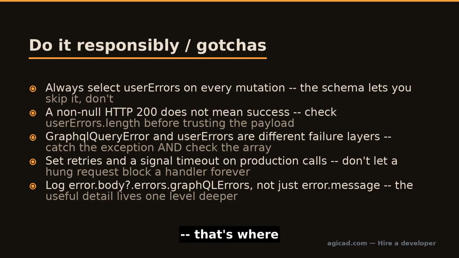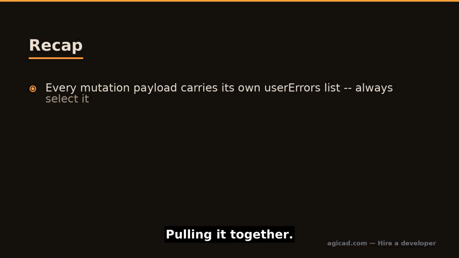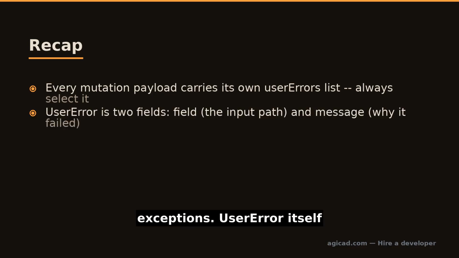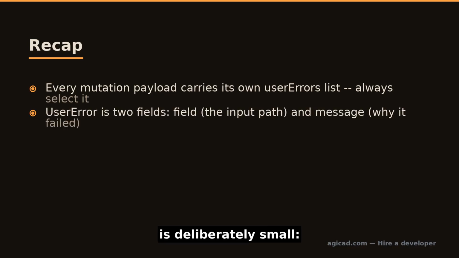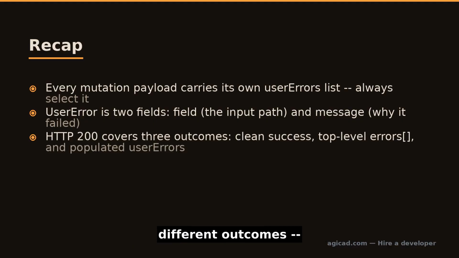Pulling it together. Every mutation payload type in the Admin API schema carries its own userErrors list alongside its data, selected every time, with no exceptions. UserError itself is deliberately small: field, the path to the bad input, and message, the human-readable reason. HTTP 200 on this API covers 3 completely different outcomes: a clean success, a top-level errors array, or a payload with populated userErrors, and only inspecting the body tells them apart.